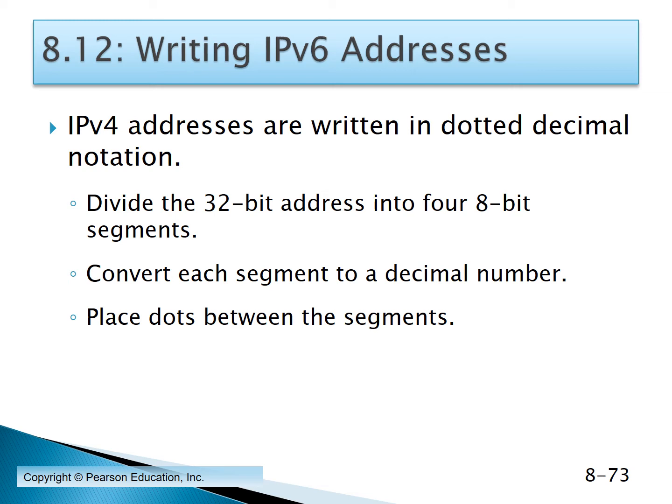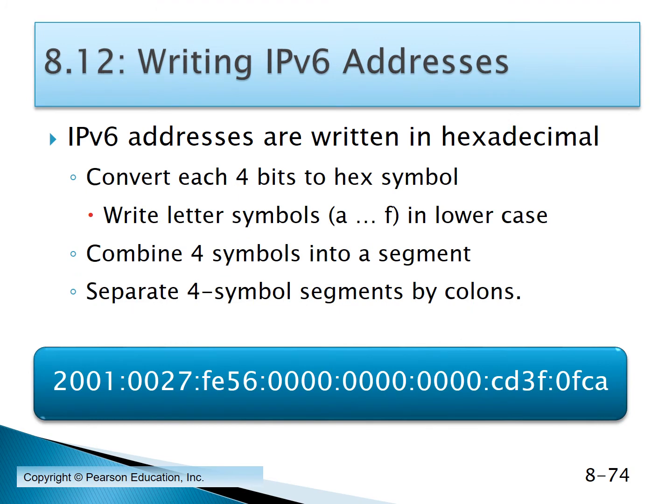We divide the 32-bit address into 4 8-bit segments, and then we convert each segment to a decimal number, and then we put the dots between the segments. IP6 addresses are more complicated because they are longer, right? They are 128 bits. If you write in the dotted decimal notation, it will be like 4 times as long as your IP version 4 address, so it's quite long.